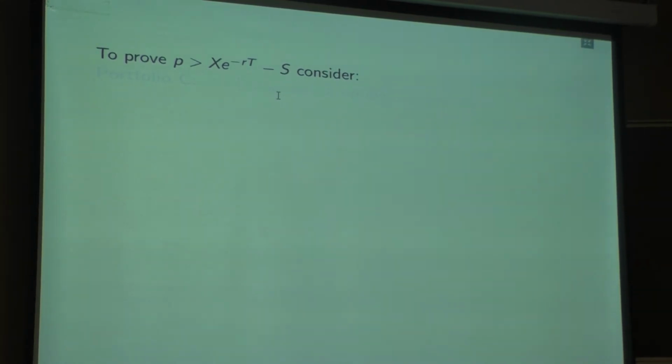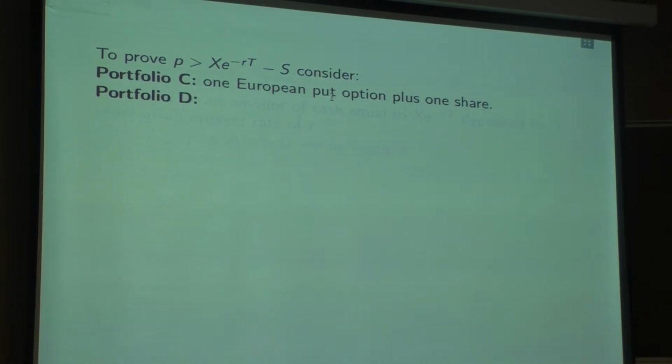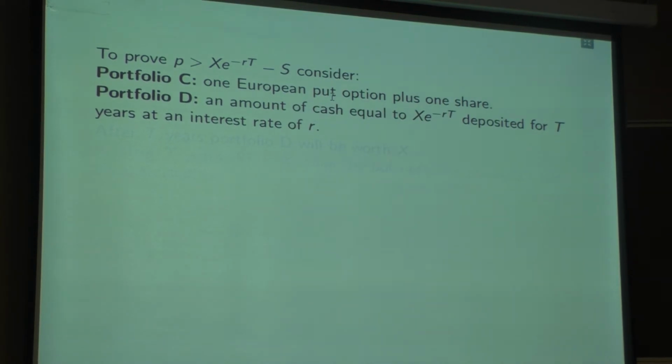What do I see in portfolio C? I see a put option expiring at time T with strike price X and 1 unit of the underlying asset. So that's what portfolio C has in it. And then we're going to have portfolio D, which is going to have cash. How much cash? X times e to the minus RT, and that cash is deposited for T years at an interest rate of R. So let's ask ourselves, what happens at expiration, at time T?